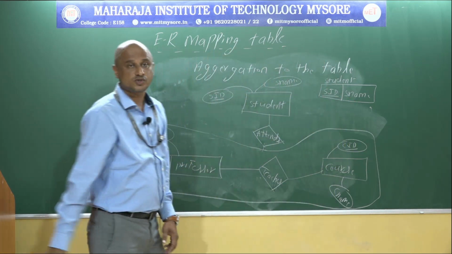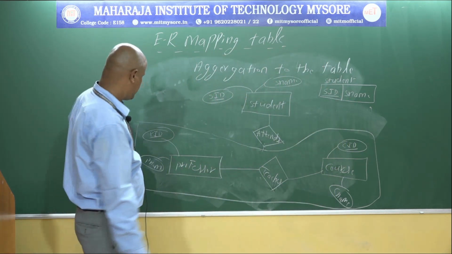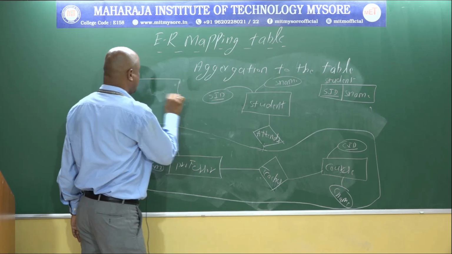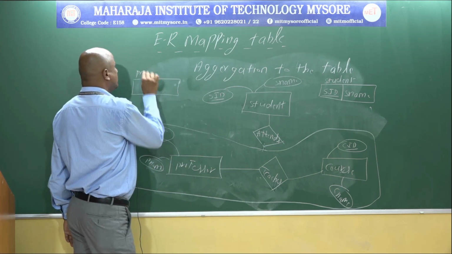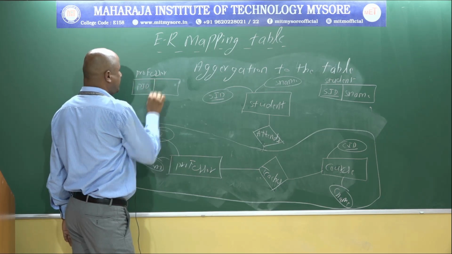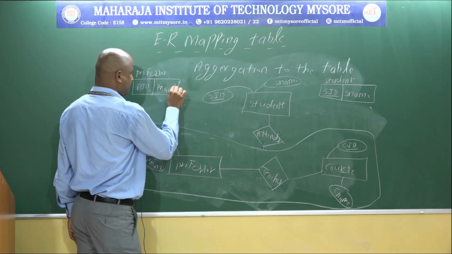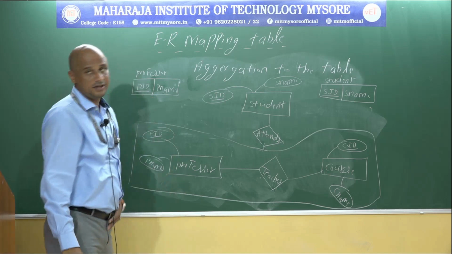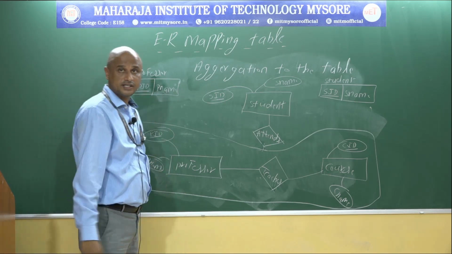Student ID and student name. That is the first table that we have. Then I'll go with the professor table. So the professor table contains PID and P name. Okay, that's one table.